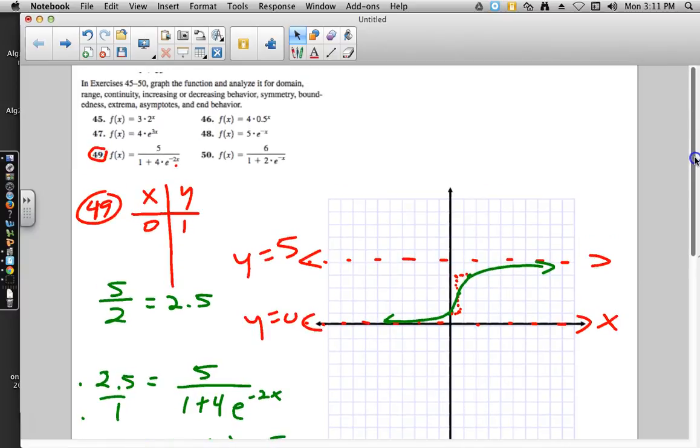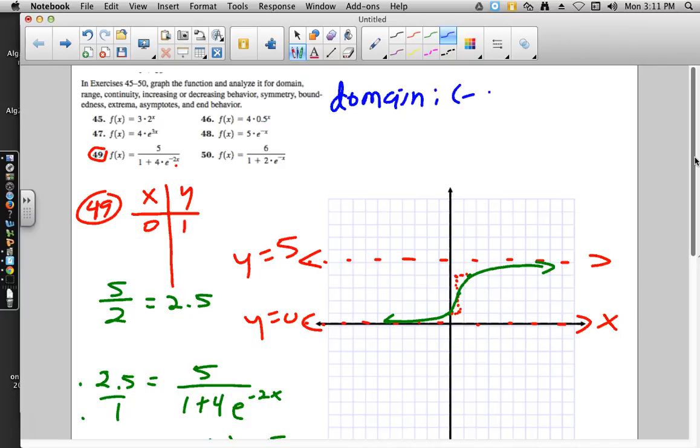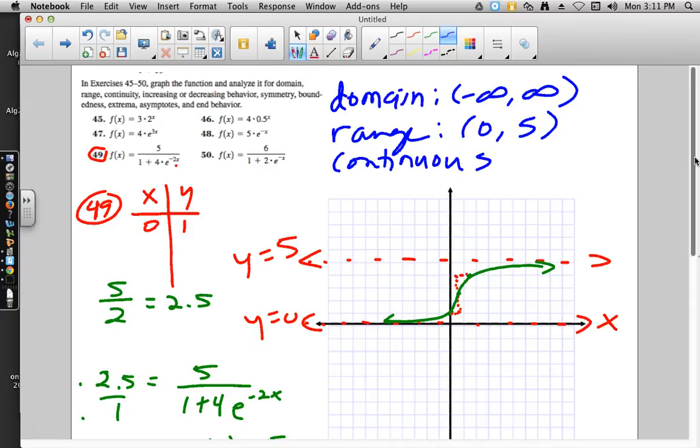So domain and range and continuity and all of that good stuff. So domain. We know this is going to go right and left forever, so that's going to be negative infinity to infinity. Our range, well, we definitely have those two asymptotes at 0 and 5, so we're not going to include 0 and 5, but everything in between that is the range. This is definitely continuous. We would never lift our pencil as we graph that green graph. It would always be consistently on the paper, and it is always increasing. It starts low and goes high. So that interval is negative infinity to infinity.